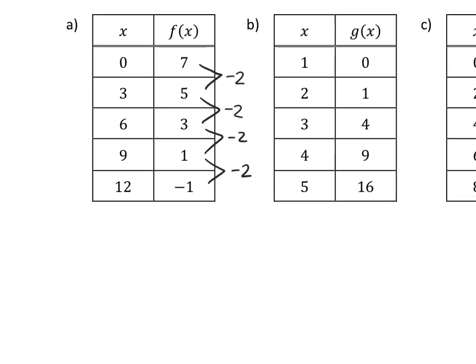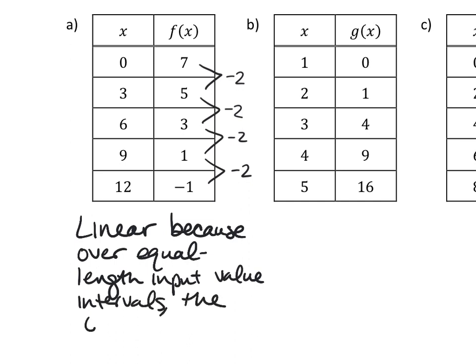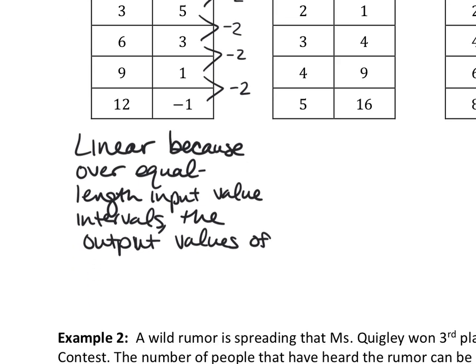So since it changes with this constant number, we're going to say that this is linear because, and here's where that sentence comes in. So you're going to have to use your small handwriting, all my friends, because over equal length input value intervals, the output values of this function, based on the table is called f of x, change at a constant rate.